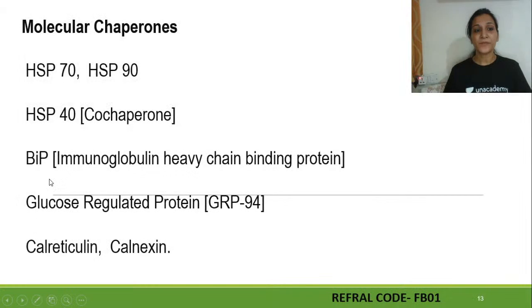Let's move further. These chaperones belong to various categories, or there is a group of chaperones. They are not of a single type. Let us discuss some examples of molecular chaperones. They are HSP 70, heat shock protein 70, heat shock protein 90, heat shock protein 40, BiP, immunoglobulin heavy chain binding protein, glucose regulated protein GRP 94, calreticulin and calnexin. These are all examples of molecular chaperones.